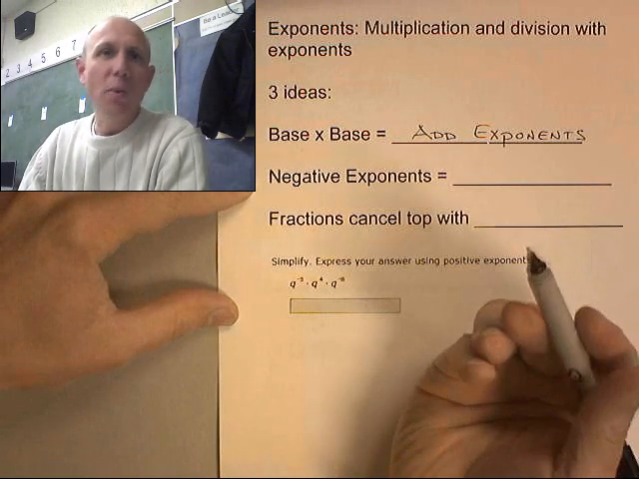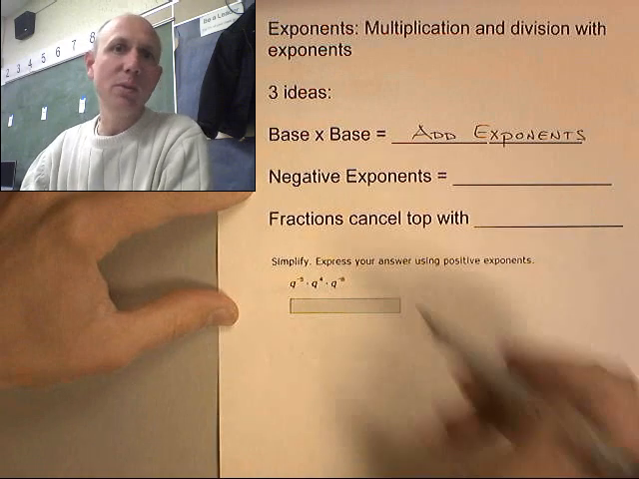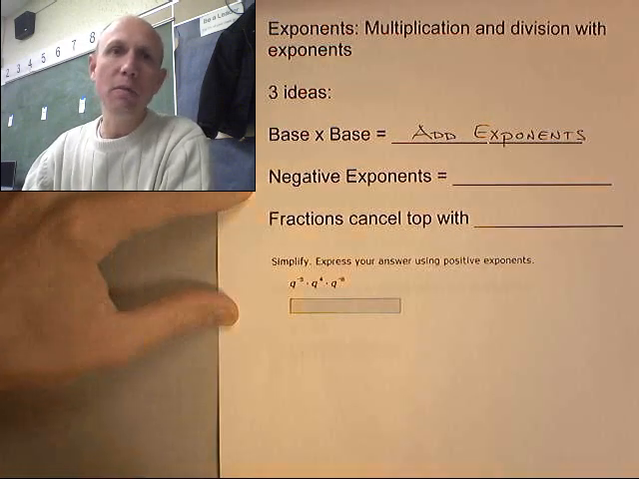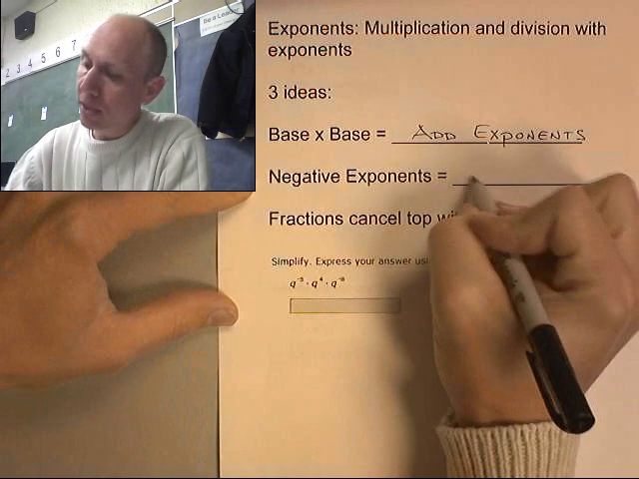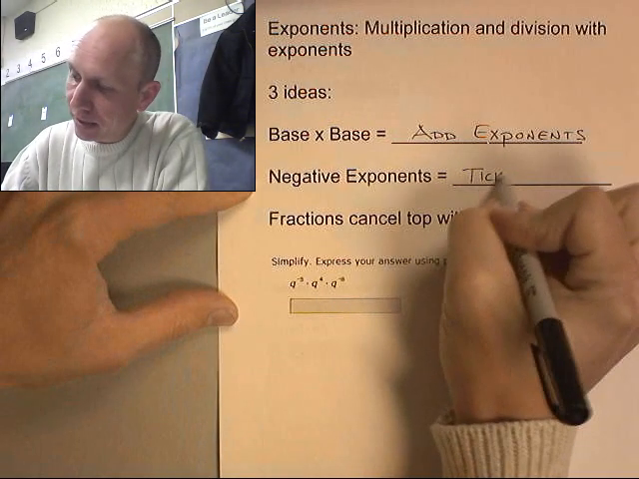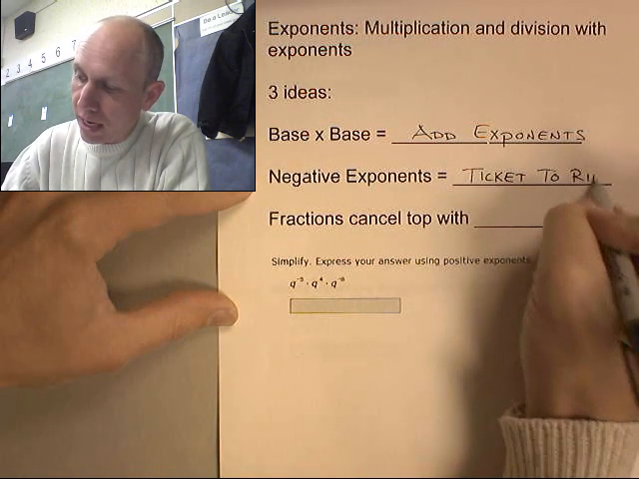Negative exponents. What are negative exponents? Negative exponents are tickets to ride the math elevator. They move our terms up or down. So negative exponents equals ticket to ride.